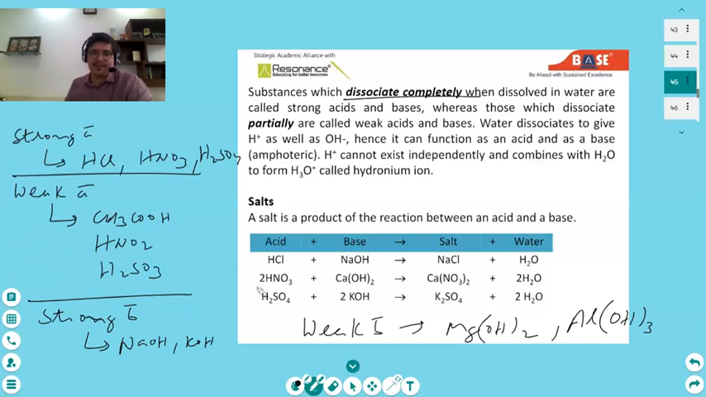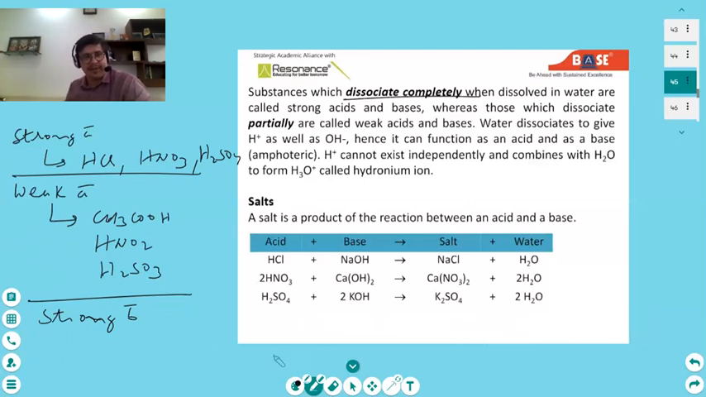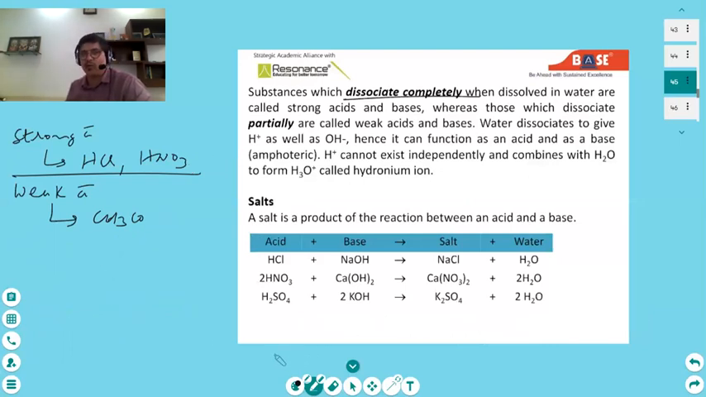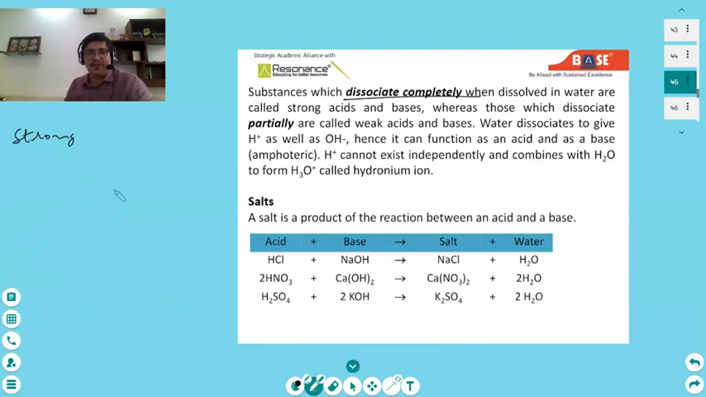So acids and bases, basic concept wise we have done it, and let's now move to the salt. So when acid and base react, it will give salt. You can see here acid and base giving salt and water. This type of reaction is known as a neutralization reaction.